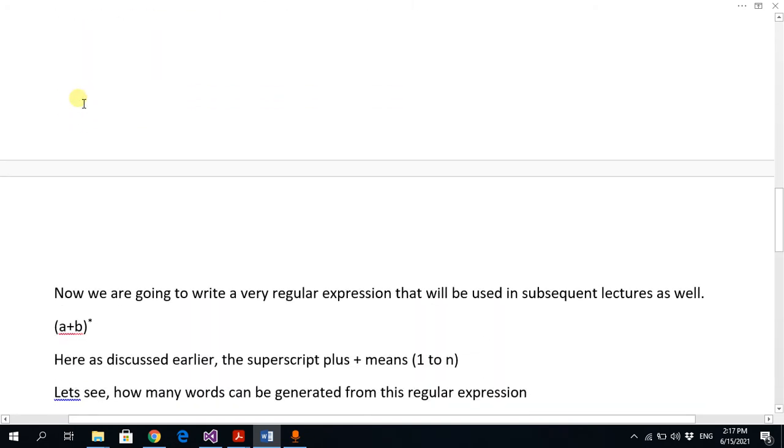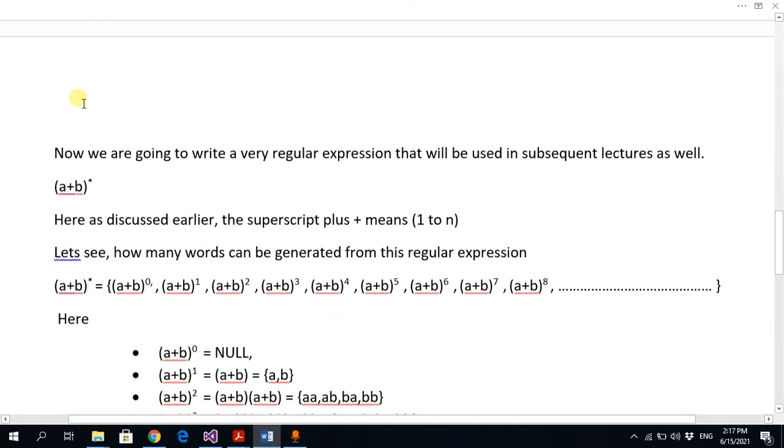Let's say we have a regular expression like this, and this is a very common regular expression that you will see in your next lecture. So this regular expression literally means any word that is possible from these 2 letters. So you can generate any word from A and B using this regular expression, including null. So how is it possible?